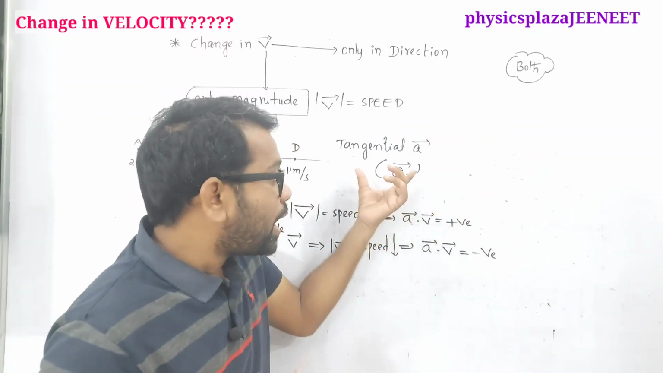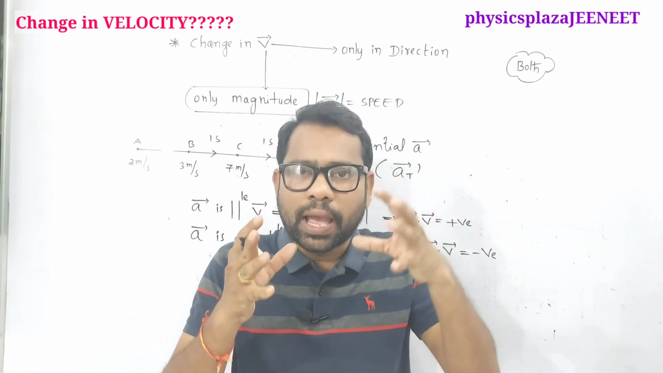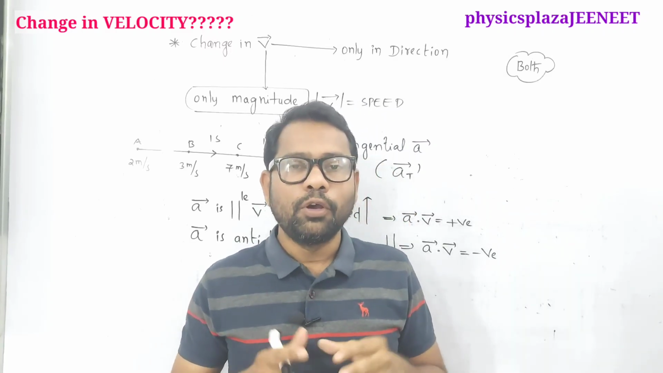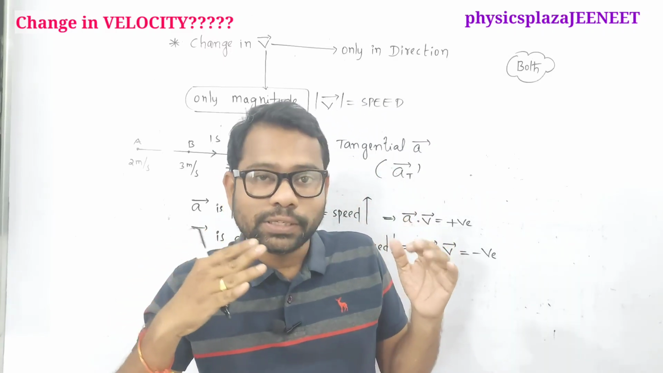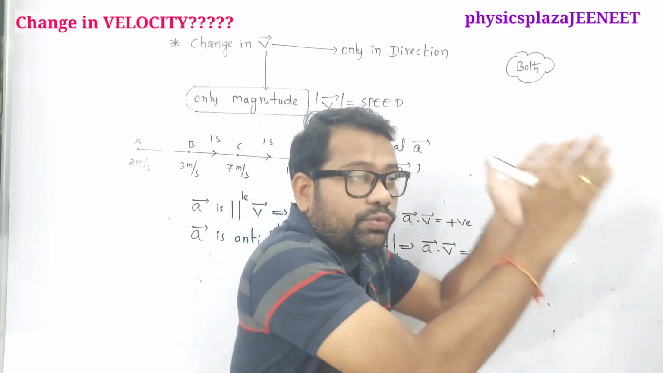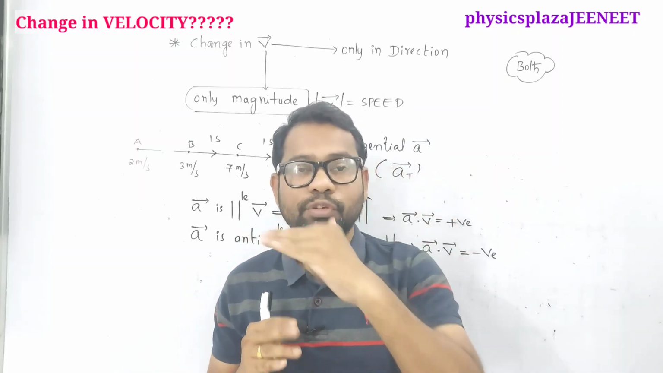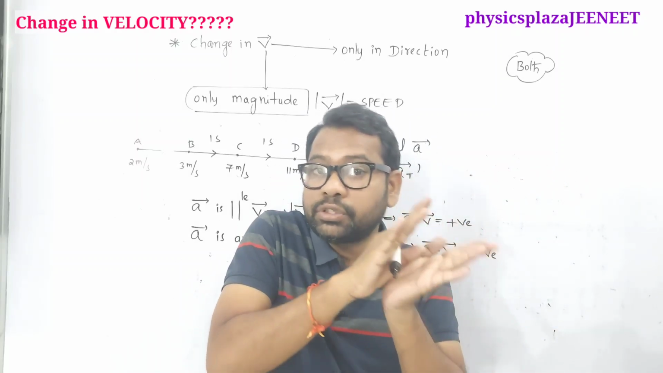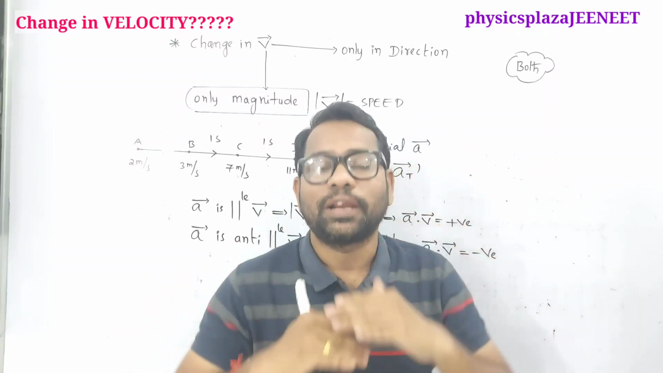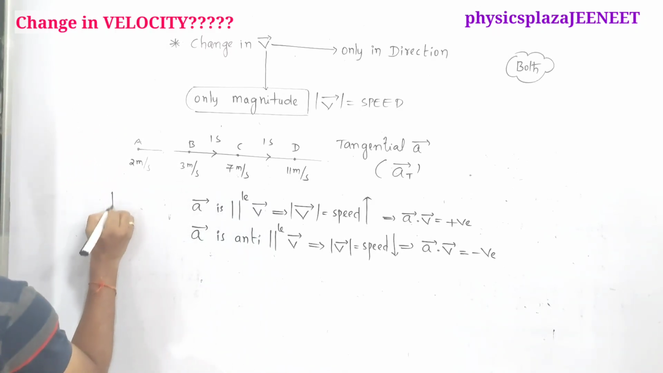Now, the magnitude of the velocity changes when the acceleration is either parallel to the velocity or anti-parallel to the velocity, which means force should be exerted on the body in the direction of motion. That means acceleration is in the direction of velocity, or parallel to the velocity. If a force acts on the body in the opposite direction, which means force is acting opposite to the direction of motion, then acceleration is opposite to the velocity, which means anti-parallel.